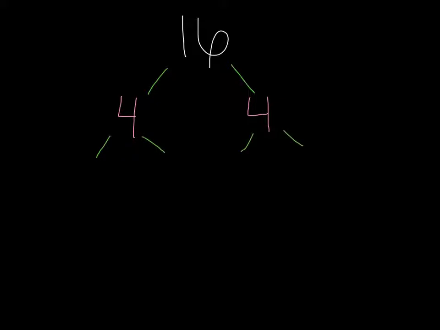So if a number is not prime, you're going to add branches because you have to continue to break it down. So what can we divide 4 by? Well, we know that 4 is an even number, so you can divide it by 2. 4 divided by 2 is 2. And hey, look, we have the same exact number, so 4 divided by 2 is 2.